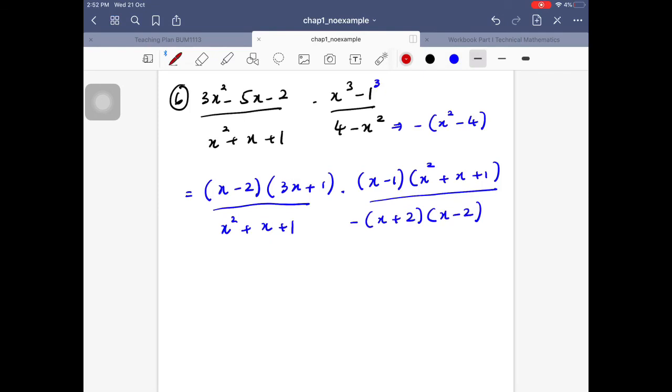So now let's cancel whatever is possible. This and this. Is there anything more? I don't think so. That's it. And so therefore the top is going to be 3x plus 1 multiplied by x minus 1, and I'm going to have a negative right there, so it's going to be x plus 2 at the bottom. That is going to be the simplest form it could be.